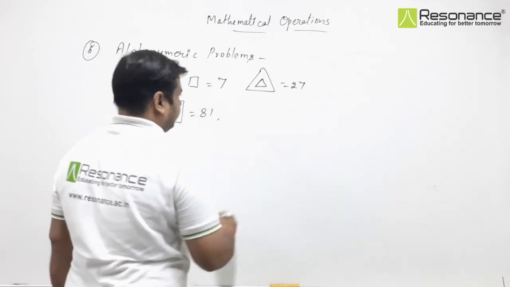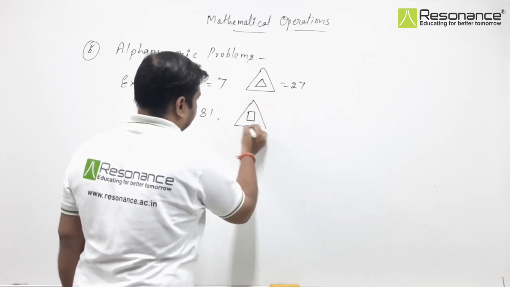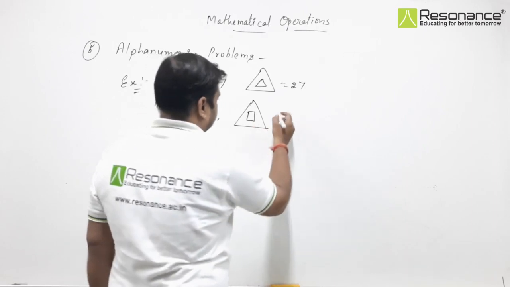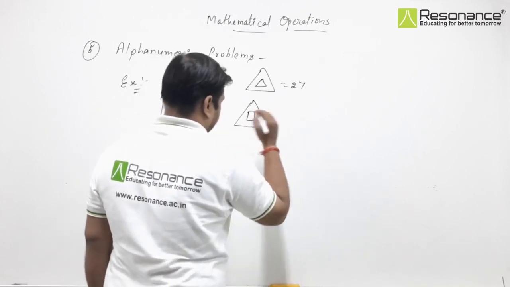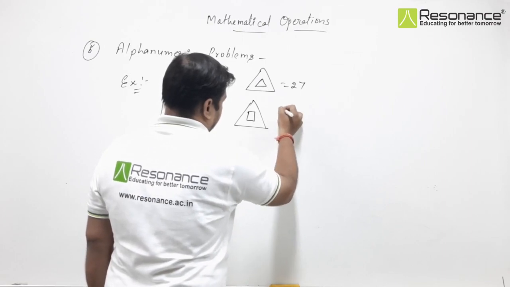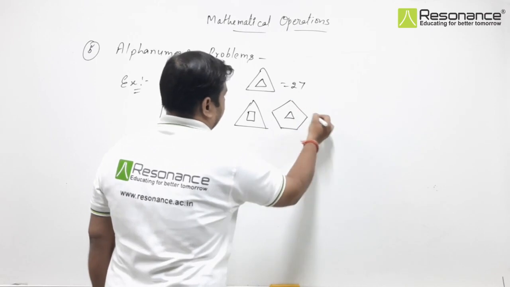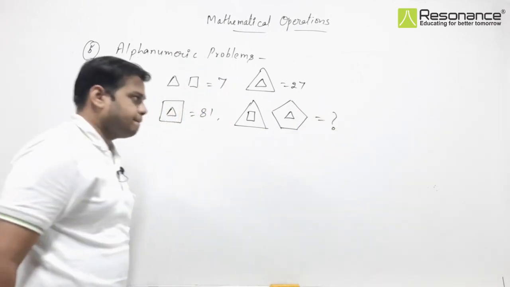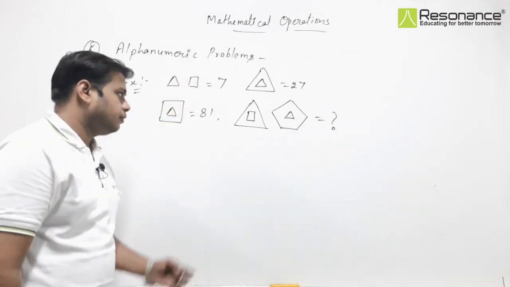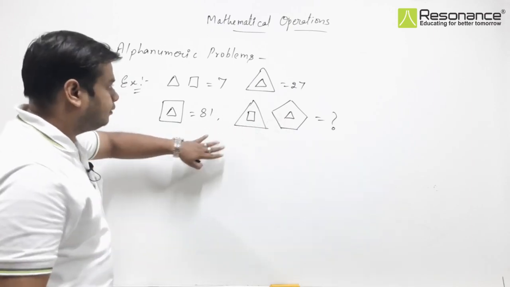So we have to find square over triangle, and triangle over pentagon. Triangle over square plus pentagon over triangle, we have to find the value of this.